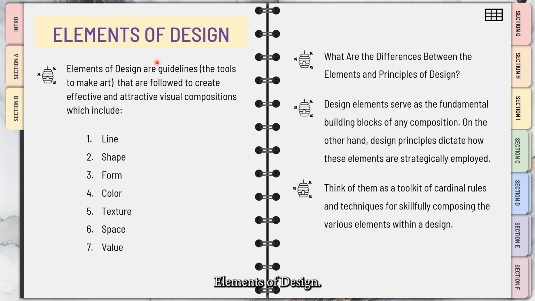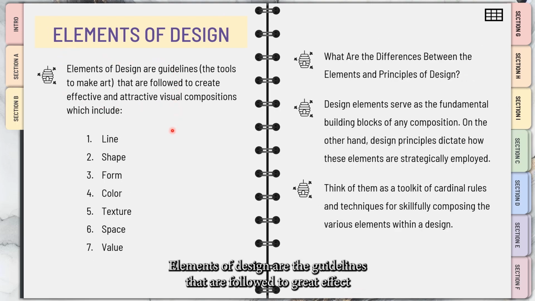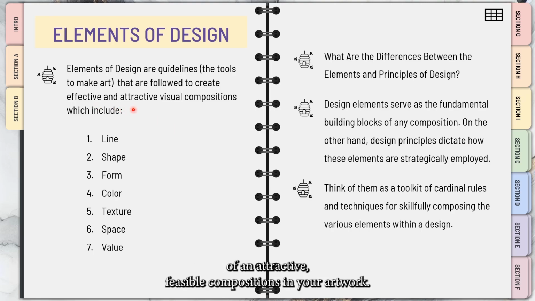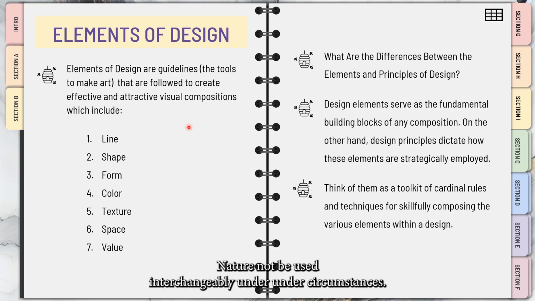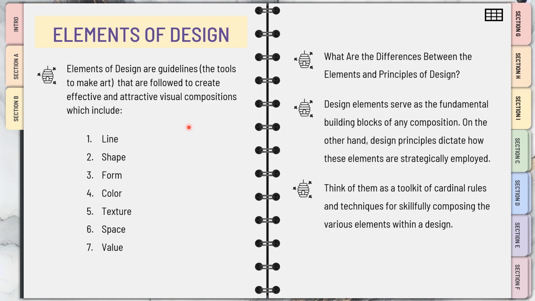Elements of design. Elements of design are the building blocks that are used to create effective and attractive visual compositions in your artwork. Please do not get these confused with the principles of design. They are completely different, and they should not be used interchangeably under any circumstances. Here are the 7 main elements of design. We have line, shape, form, color, texture, space, and value.